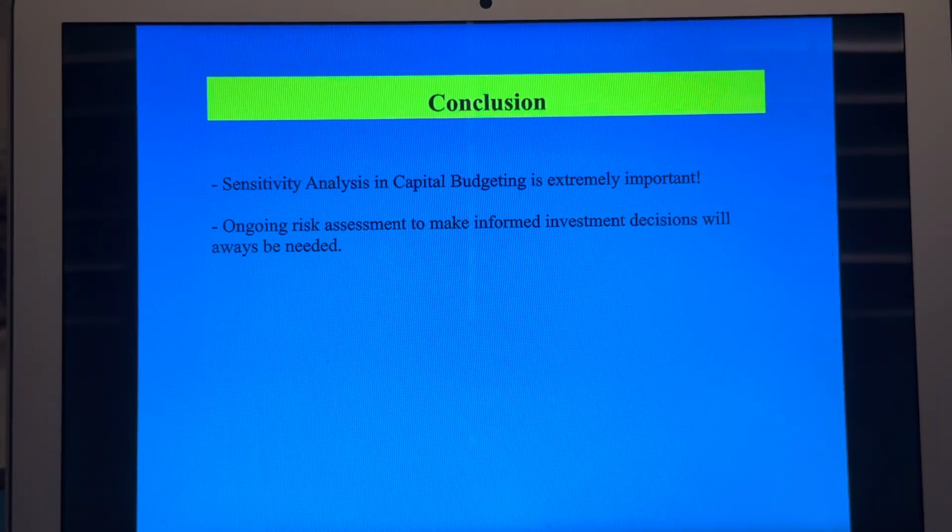And in conclusion, with our final slide, sensitivity analysis is very important within capital budgeting as it helps managers evaluate the impact of uncertainties and changes in key project variables on the project's financial outcomes. By conducting sensitivity analysis, managers can assess the potential risk associated with a project and make informed decisions regarding its feasibility and profitability. It is absolutely vital to continuously conduct risk assessments in order to make well-informed investment decisions.